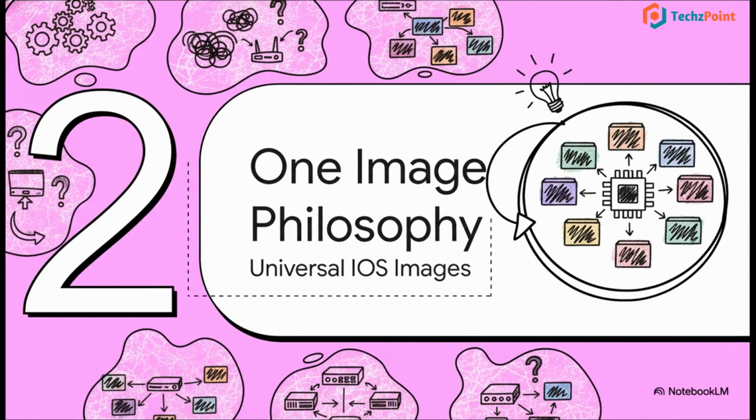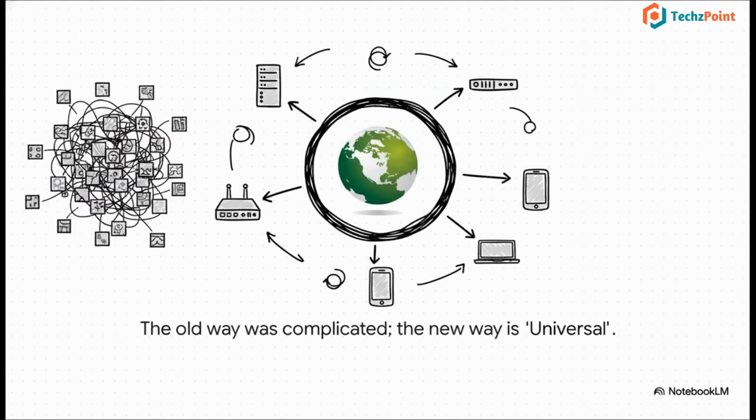Now, you have to understand, for a long time, things were messy. If you wanted different features, you needed a totally different software image. I mean, it was a logistical nightmare for network admins. But then, Cisco came up with a new philosophy, and it really changed the whole game. Instead of having to manage dozens and dozens of different software files for every possible feature combo, they switched to a single universal image. The idea was to have one piece of software to rule them all, at least for each type of device.